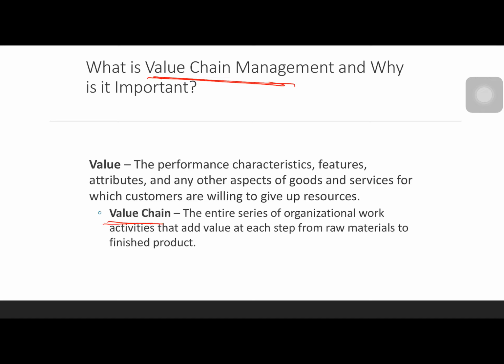The value chain is about the entire series of organizational work activities, all the work an organization does, from production to the end consumer. How do you make sure the value is created at each of these points? That is what we call the value chain.